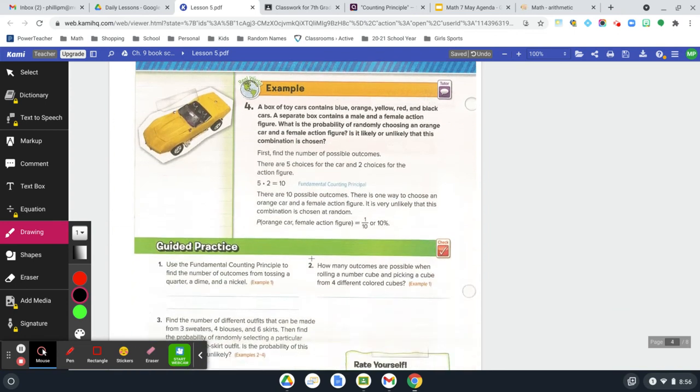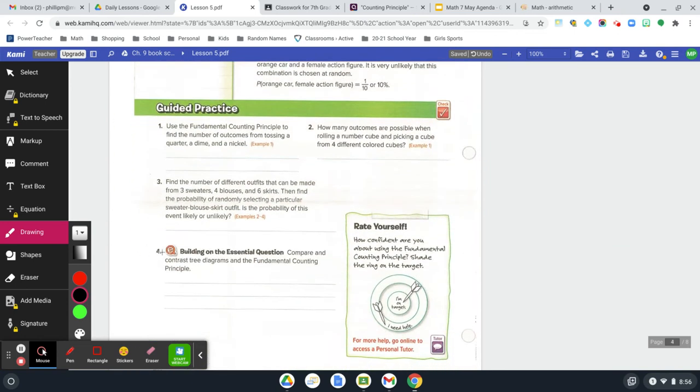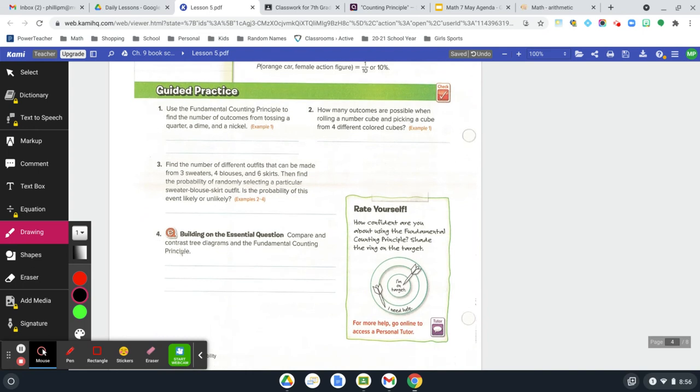So let's go to guided practice. And so this is on page 760.